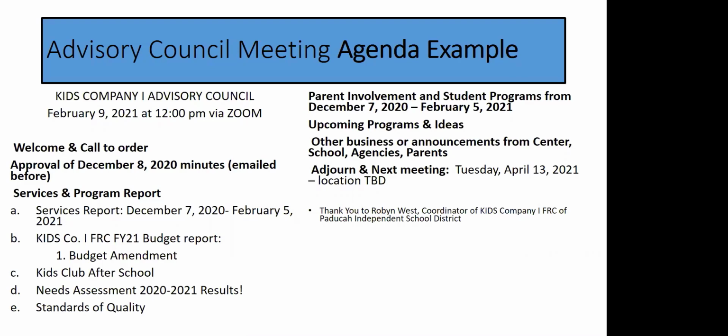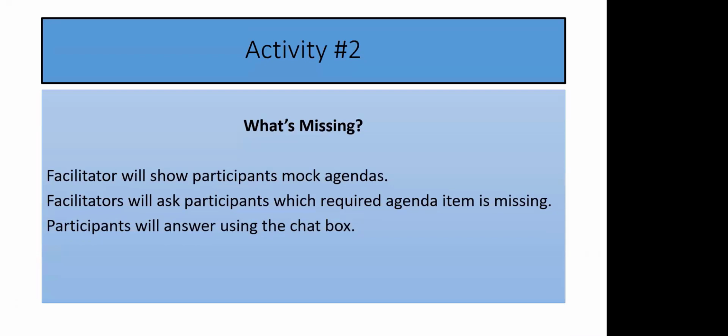Then you'll notice the budget. Their budget is discussed. An amendment is discussed as well. I think there may be like a standard letter in there. And then if you'll notice on the B side of the slide, you see some upcoming programs and ideas. That right there is a good discussion starter. And then other business or announcements from the center, school agencies. That's also a really good discussion starter example as well. All right, we can switch slides.